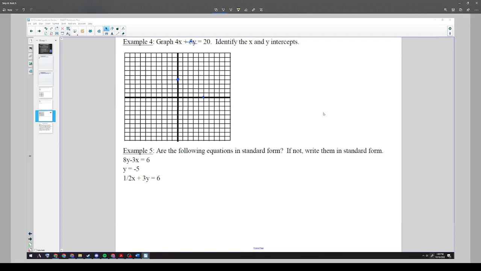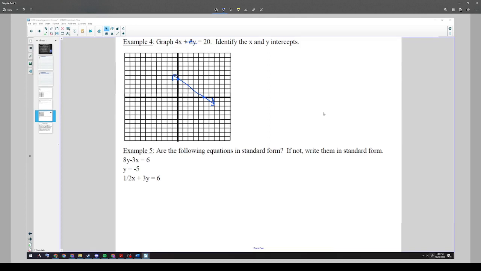So then that's my line. It just says find the x and y intercept. If I wanted to draw the line, I would connect those and make my line. And then last thing says, are the following equations in standard form? If not, write them in standard form.